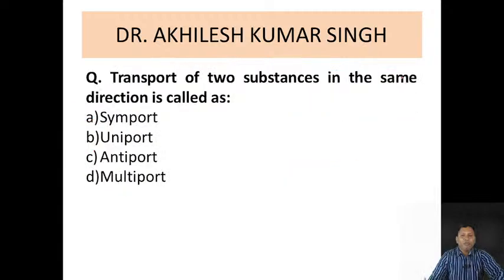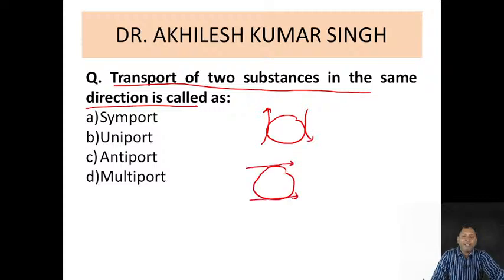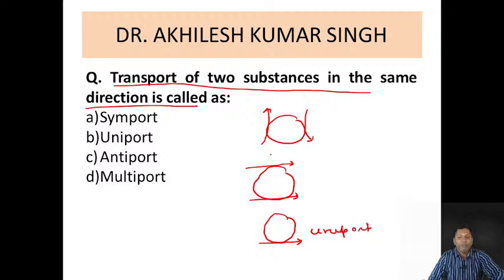Now let us look at the question here. Transport of two substances in the same direction is called as. I have told you, if the transport is going in the opposite direction, what is it called? If the transport is going in the same direction, what is it called? And if the transport involves one substance, what is it called? The uniport. If it involves two substances in the same direction, it will be called the symport. Right, symport. S for symport, S for same direction. And opposite, so obviously, anti means opposite. So anti is opposite transport. So transport of two substances in the same direction is called the symport.